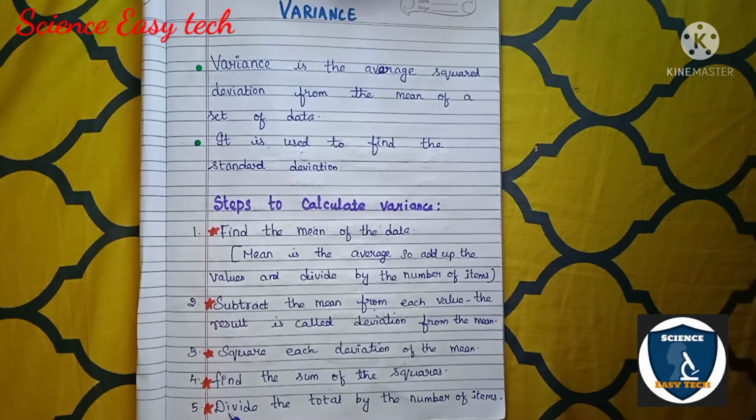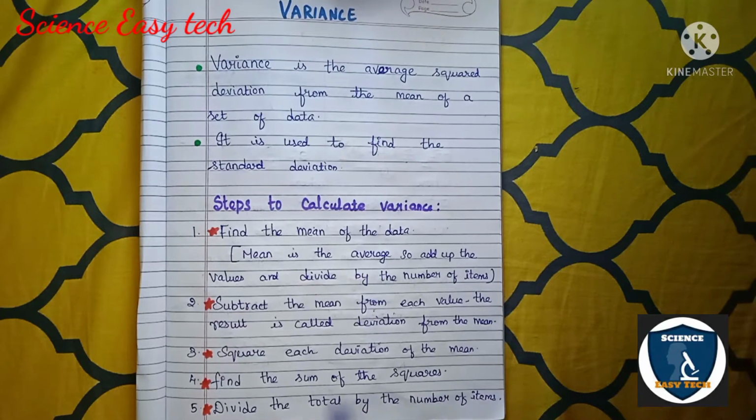Then what you have to do? Divide the total by the number of items. The final step is that this summation of the squares, you have to divide by the total number of items. These steps will be made simple if I explain the same with an example. Before moving on to the example, we will see the formula for population variance as well as sample variance.